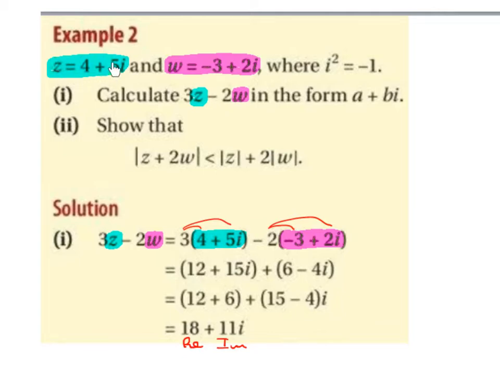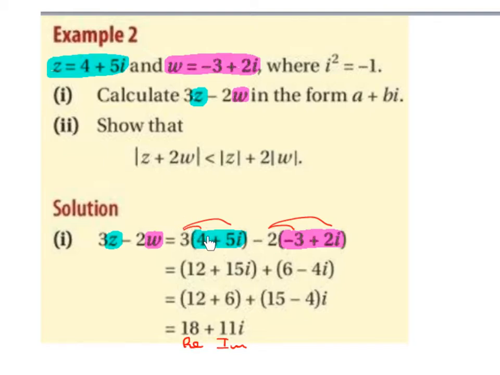Z equals 4 plus 5i and W equals minus 3 plus 2i, where i squared is equal to minus 1. Part 1. Calculate 3z minus 2w in the form of a plus bi. So 3z is going to be 3 times 4 plus 5i, because z is 4 plus 5i. And minus 2w is going to be minus 2 times minus 3 plus 2i, because w is minus 3 plus 2i. So once we've set this up, it's just a case of multiplying out the brackets and simplifying, putting the real parts with the real parts, the imaginary parts with the imaginary parts.